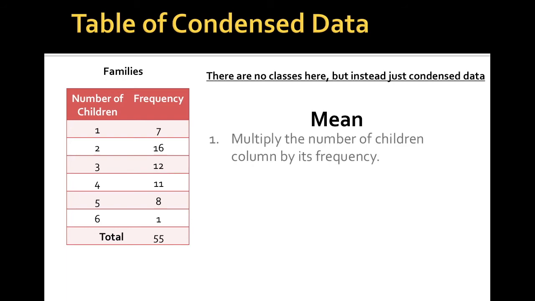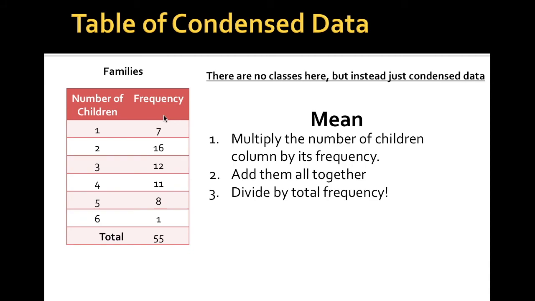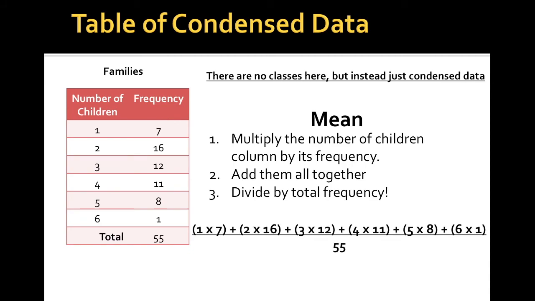Now the mean. First, multiply the number of children column by its frequency. Sometimes it's not going to be the number of children column, it's going to be something else, but you multiply this column by the frequency column, you add them together, and then you divide by the total frequency. So we're going to do 1 times 7 plus 2 times 16 plus 3 times 12 plus 4 times 11 plus 5 times 8 plus 6 times 1, all over 55. And on average, there are 3 children.